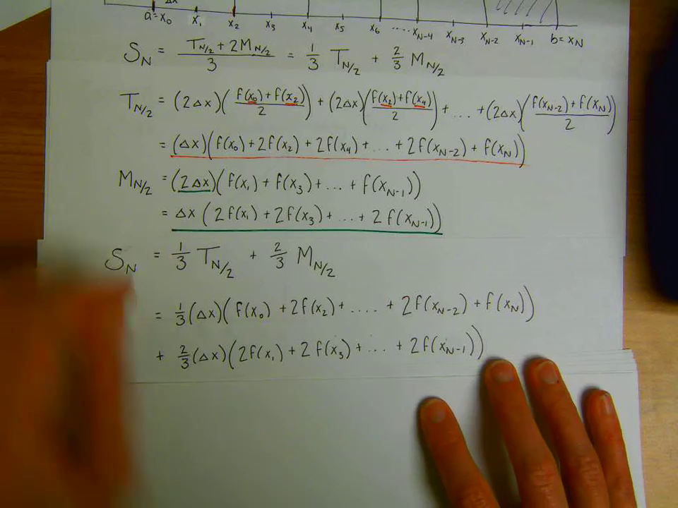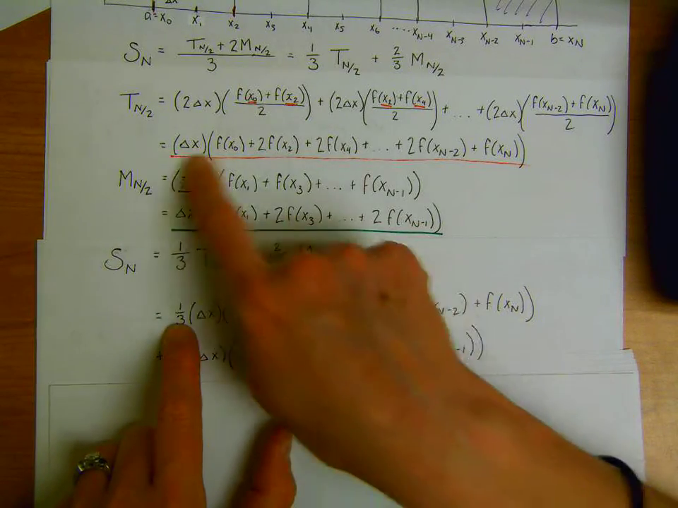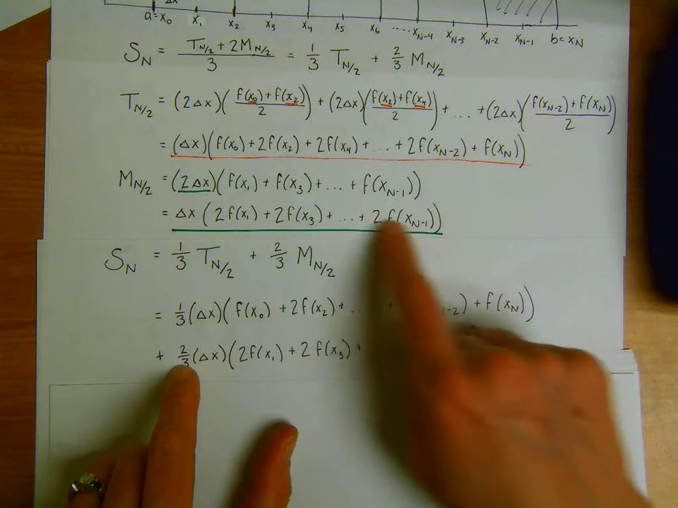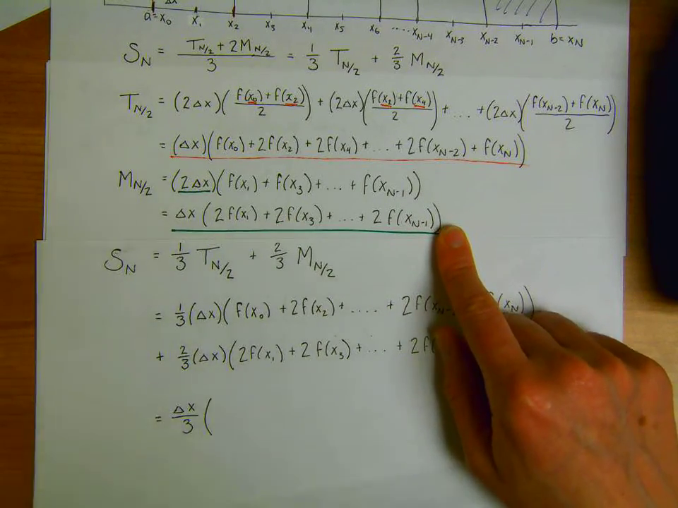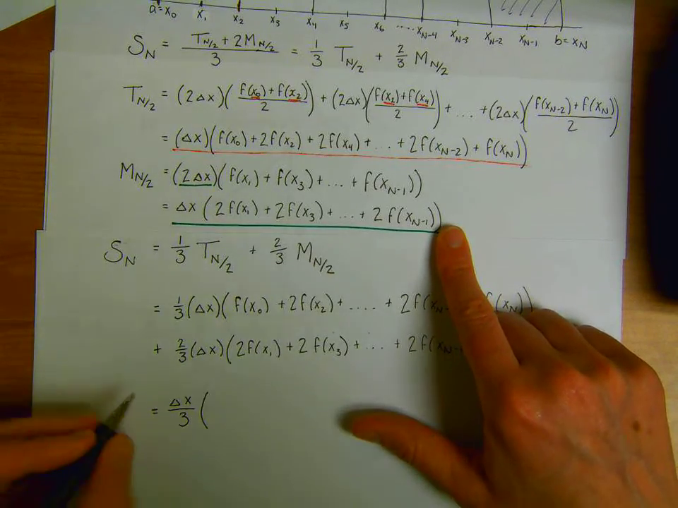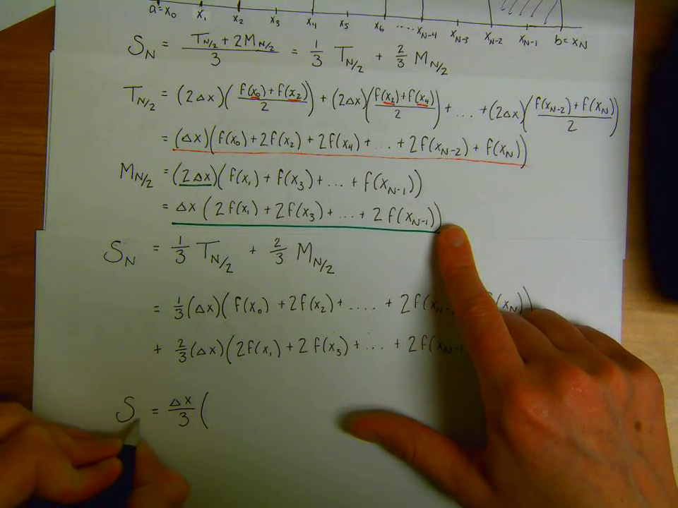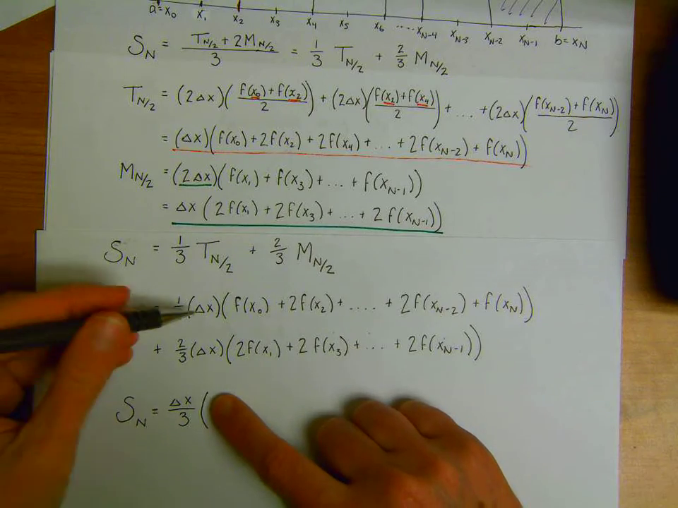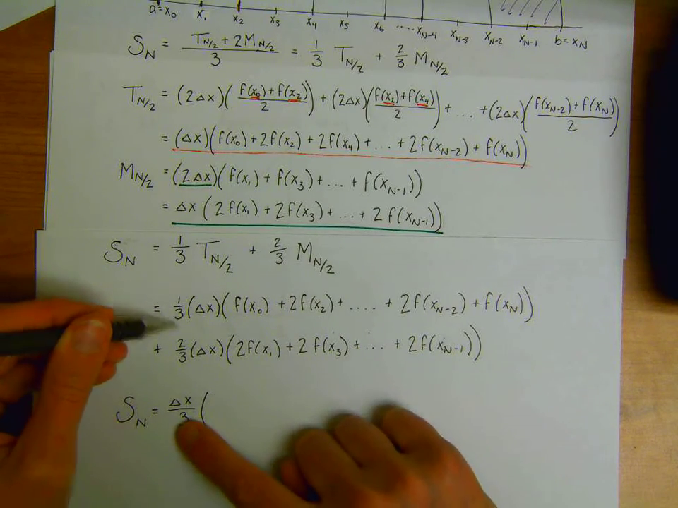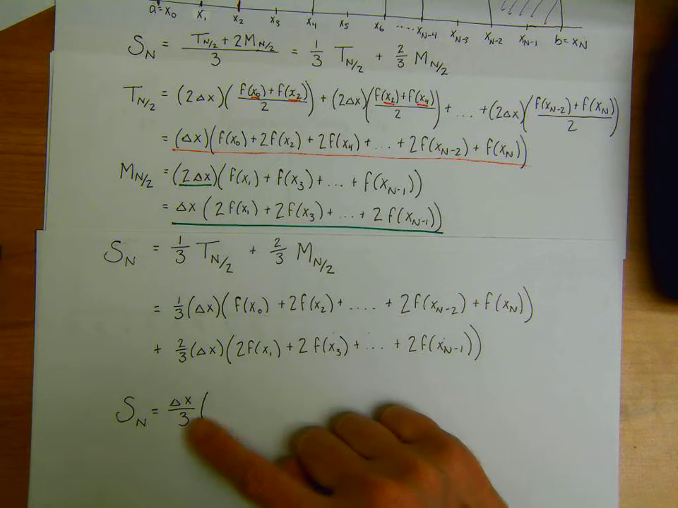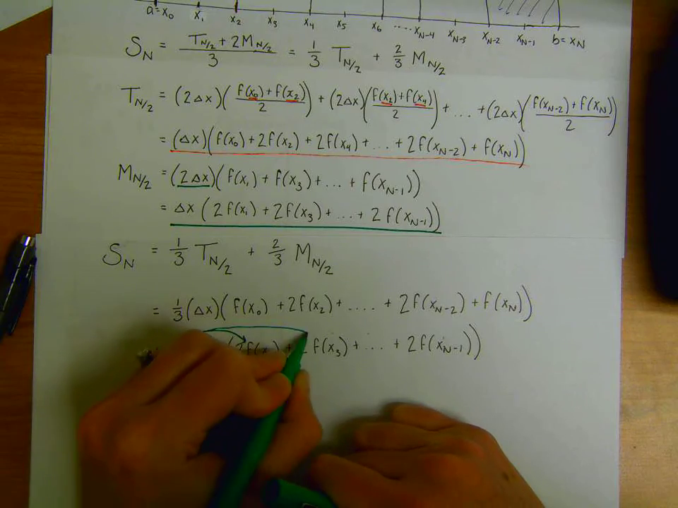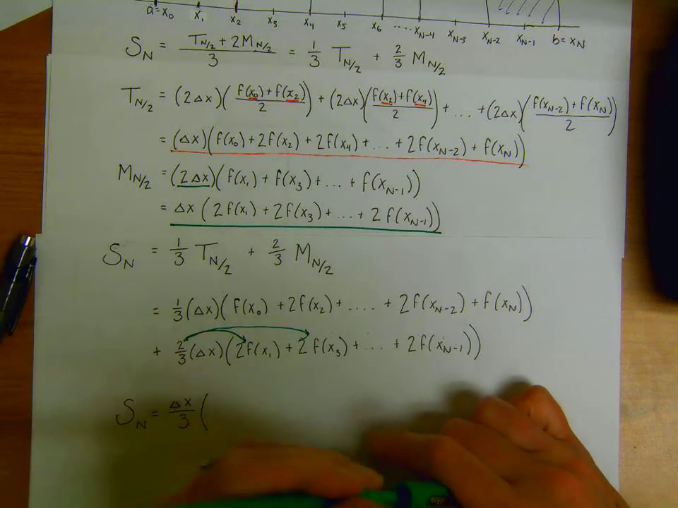I end up with one-third of what I have written up here, plus two-thirds of what I have written down here. I can combine that all together, and we get this nice final answer. Our nice final answer tells us that Simpson's rule, S sub n, is equal to, I can factor out a delta x, and I factor out 1/3 from each of these, but notice that means that there's a 2 remaining, and this 2 distributes to each of these terms.